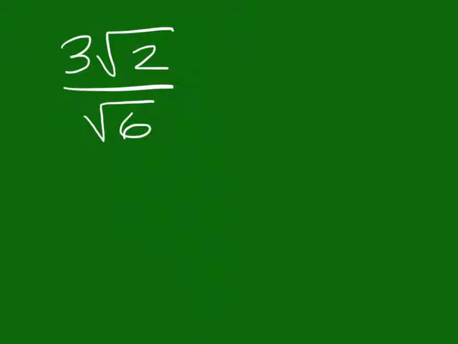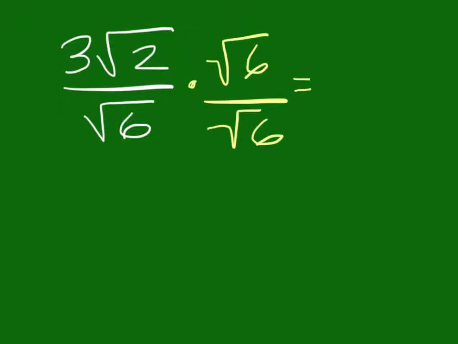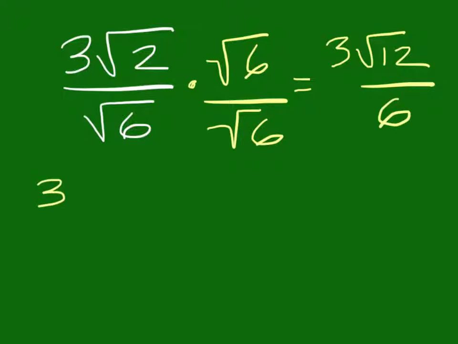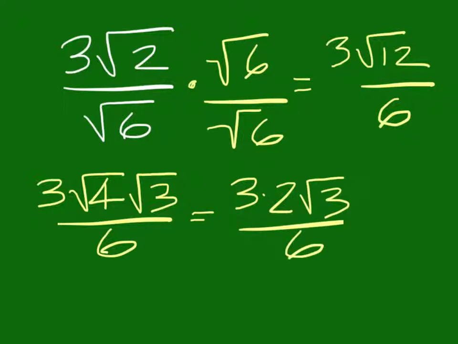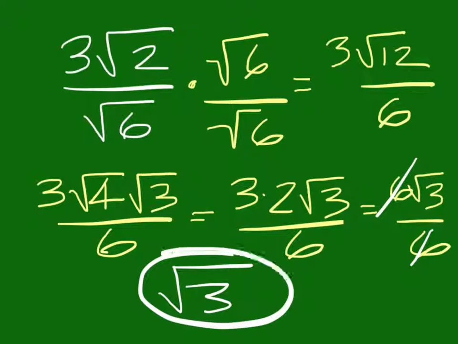On this problem, multiply the top and the bottom by square root of 6 to come up with 3 square root of 12 over 6. The square root of 12 can be simplified into square root of 4 square root of 3. That would be 3 times 2 square root of 3 over 6. And 3 times 2 is 6. The 6's cancel out. Square root of 3 is the answer.